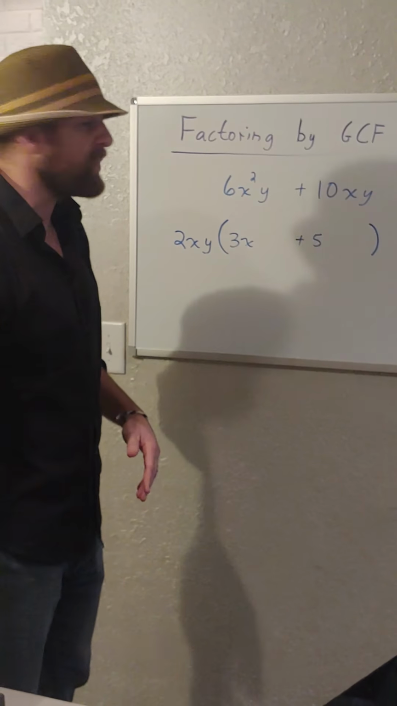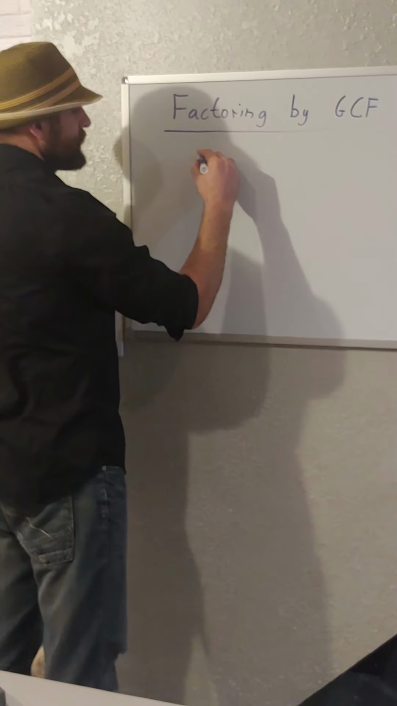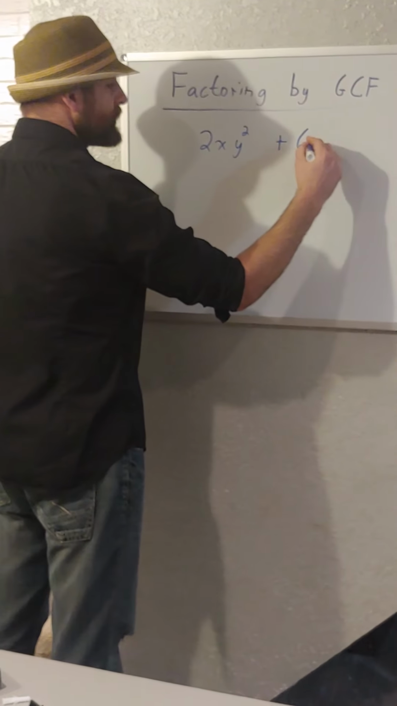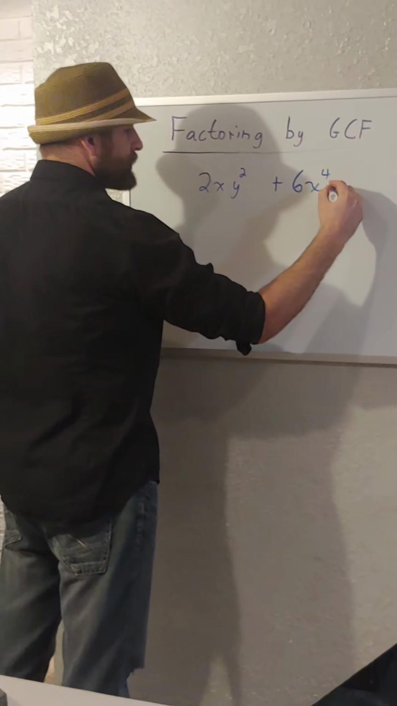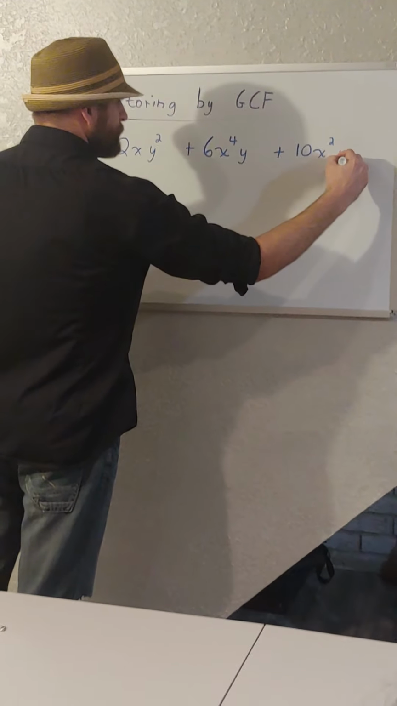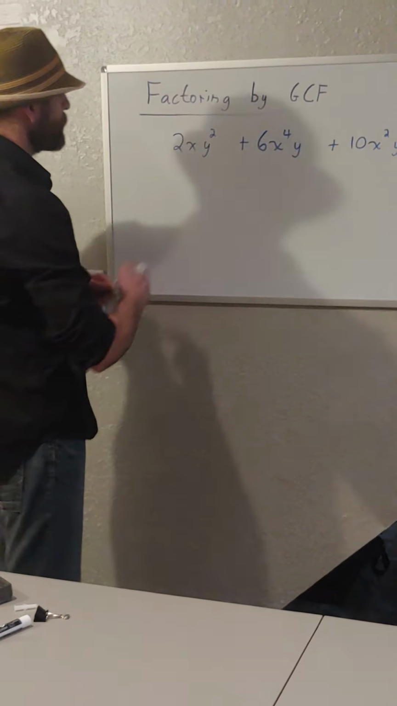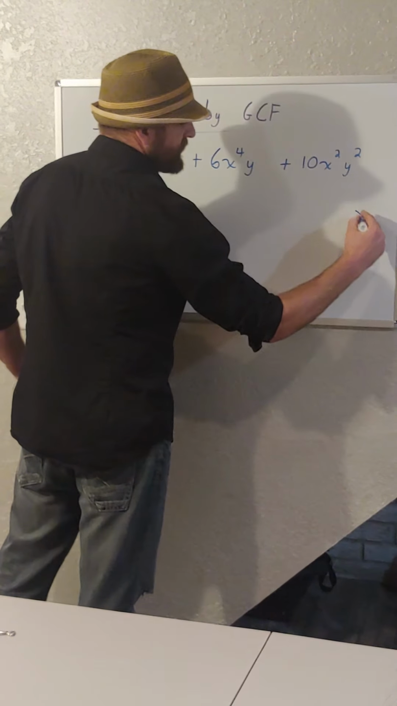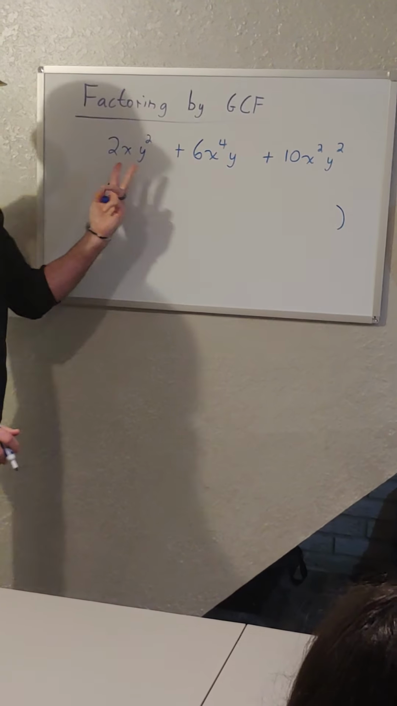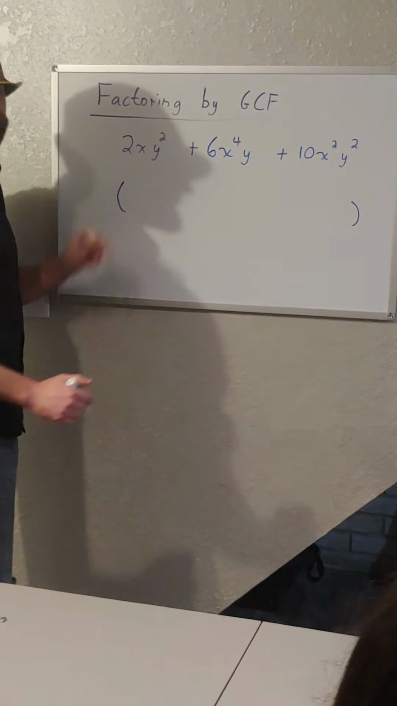Let me give you one more example of factoring by GCF. Okay, so again, factoring is doing the distributive property in reverse. So we know we're going to have a set of parentheses. Then what we want to do, because it says greatest common factor, is find out what they all have in common. So I know that all 3 of these numbers are divisible by 2.